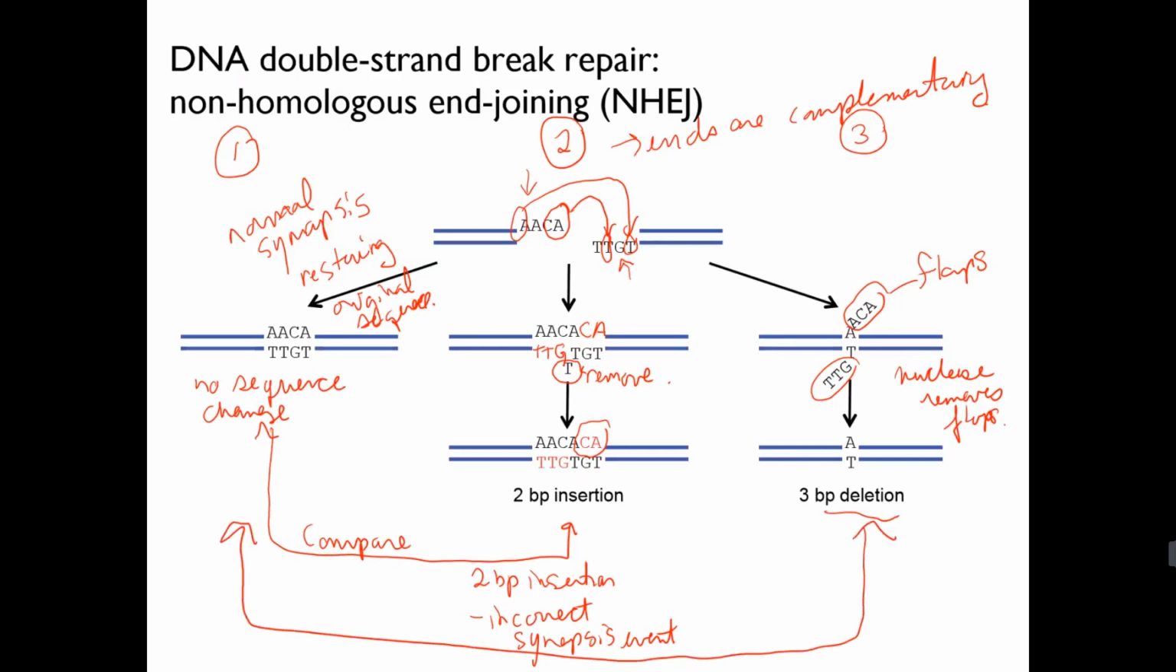So repair by non-homologous end joining can restore the original sequence, but it can also result in insertions and deletions. The key with non-homologous end joining is that the deletions and insertions tend to be small. Okay, so the insertions and deletions tend to be small. Right, because they're the result of having to process out small flaps or fill in small gaps.